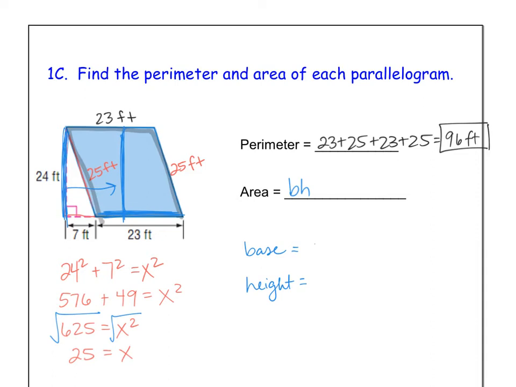So the base is the blue 23 at the bottom. Let me erase some of this so you can just see it a little better. The base is down here, and the height is over here. So again, the base is 23, the height is 24. It's that dotted line, because if we moved it over here, this would also be 24, and that would be perpendicular to this base. So it's 23 times 24. 23 times 24 is 552, and it's feet squared.